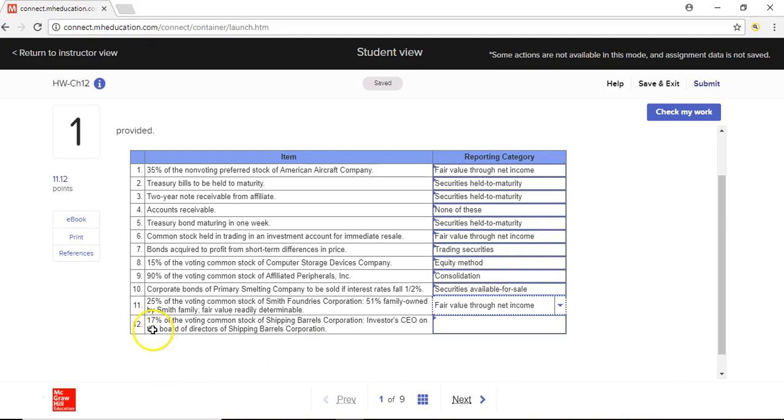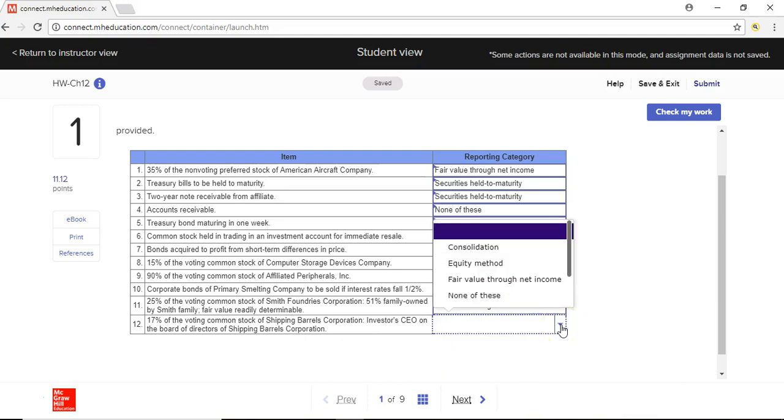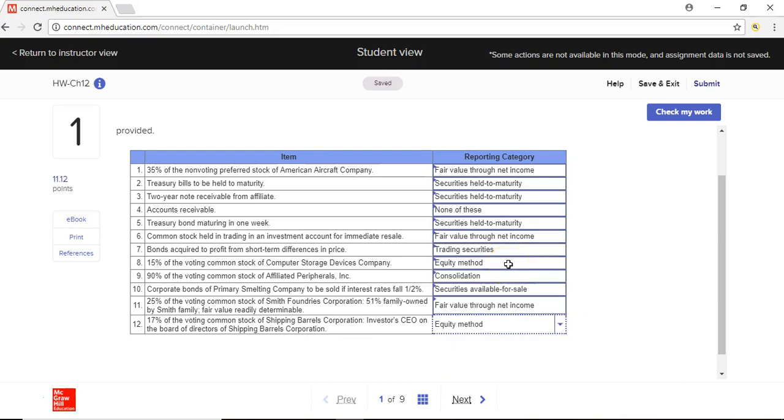Number 12, we purchase 17% of the voting stock of the investee company. Our CEO is on the board of directors of the investee company. So we have the voting rights, and it doesn't say anybody else on the board has more than 50% of shares in the investee company. So we can influence the investee company. Since we can influence their operations, we account for it using the equity method.